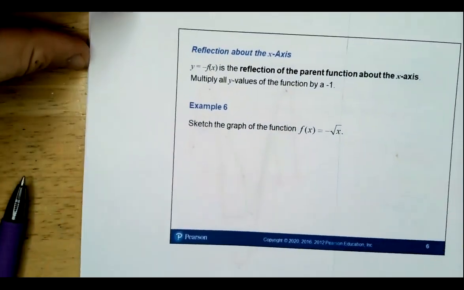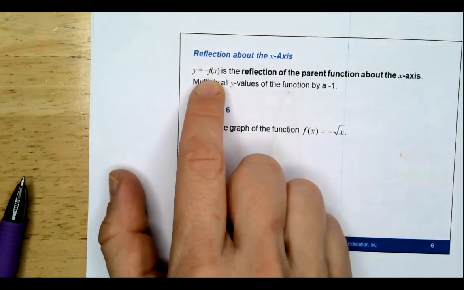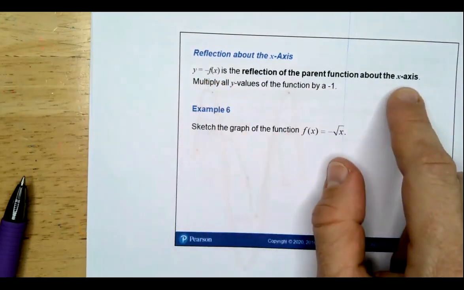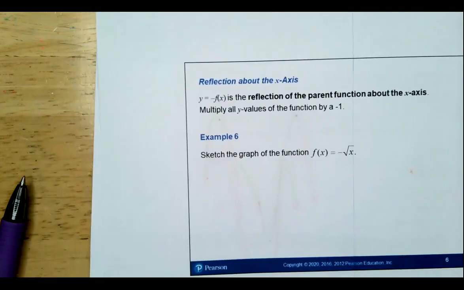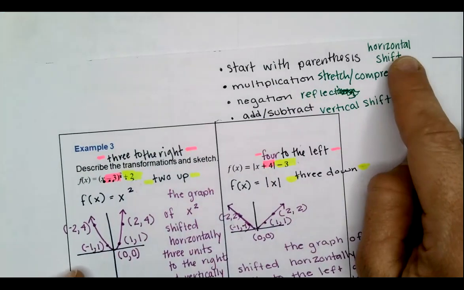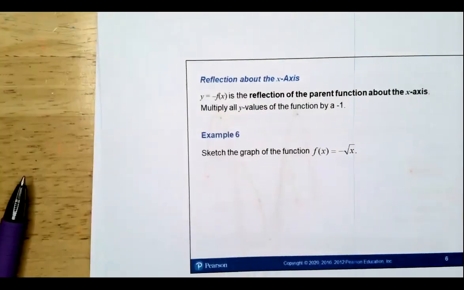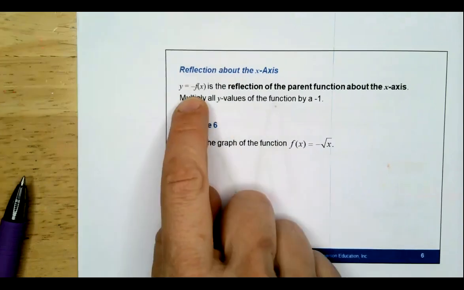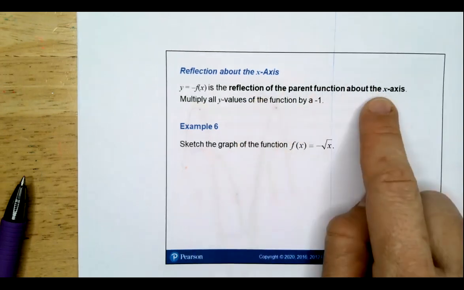Okay, reflection about the x-axis just means if you put a negative in front of the whole f of x, then the parent function is reflected about the x-axis. Remember our order, okay? So the order is that we want to do the horizontal shift first, then stretch and compress, then reflect, and then do that vertical shift, okay? So if you just have a negative in front of the whole thing, then you're reflecting it on the x-axis.